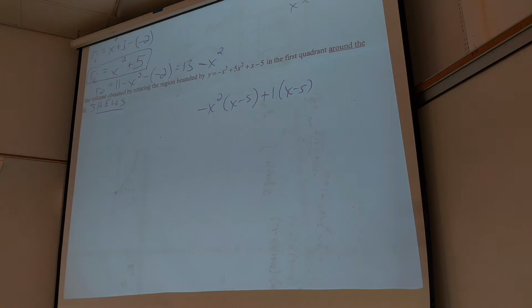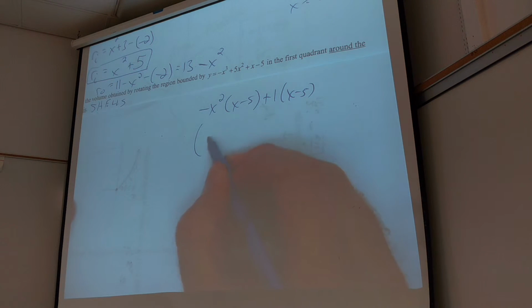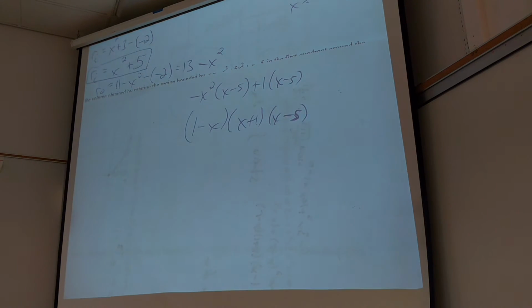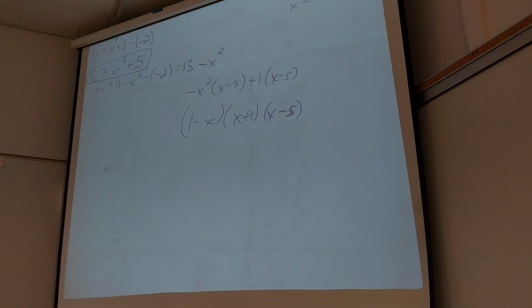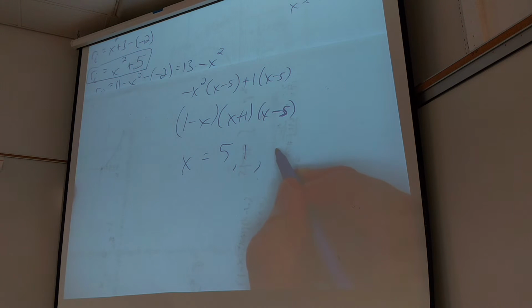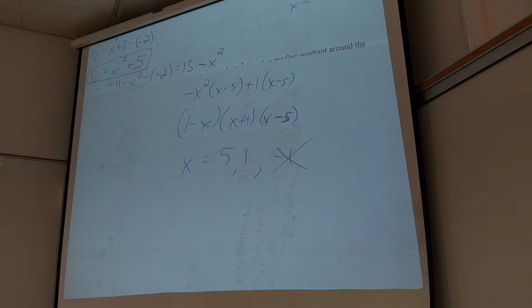So we can start on that first. 5, 1. So you get 1 minus x plus 1, x minus 5. Is that cool? You get a difference in squares, x minus 5, and so on. So where are my x-intercepts? 5, 1, and negative 1. Who cares about that one? That's not in the first quadrant, right?